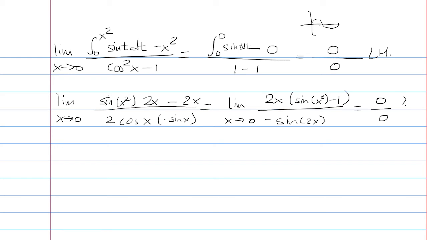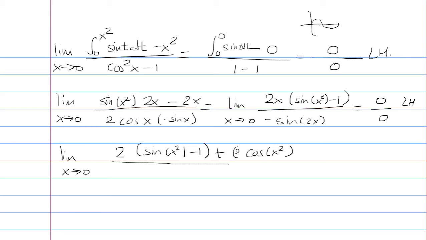Next, I'm going to use L'Hopital's rule one more time. So we have to take the derivative of the top and the bottom. The derivative of 2x is 2, times sine of x squared minus 1. And the derivative of sine of x squared minus 1, well, take the derivative of sine as cosine, and then the derivative of x squared is 2x. Derivative of negative 1 is 0, and then multiply that by 2x. That's going to be all over the derivative of sine of 2x, so that's going to be negative 2 cosine 2x.